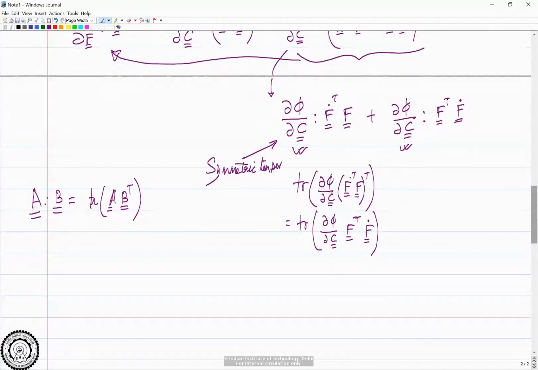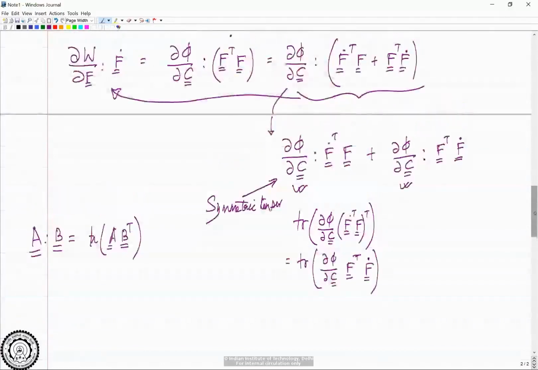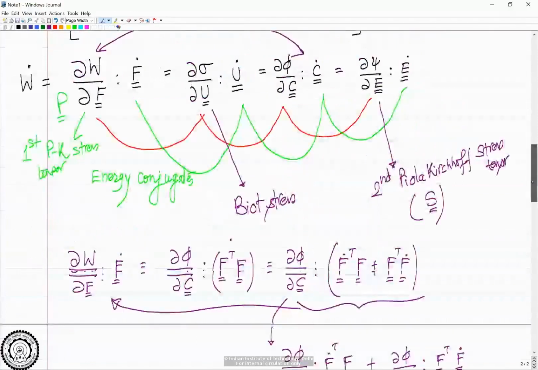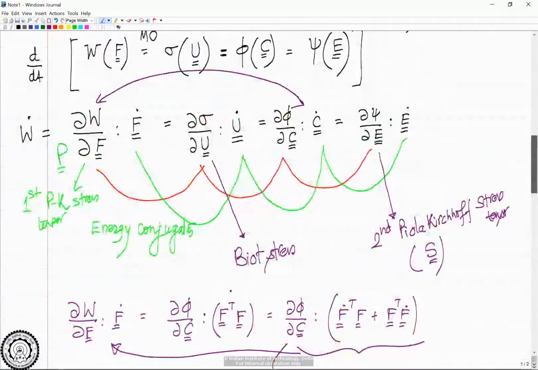Okay, then we can. Sir, I had a small question here. Yes, Sir, what do we mean by the fact that these are different measures of the stress tensor? Different measures of stress. Yes, sir, different measures of stress tensor. Sir, what do we mean by that?